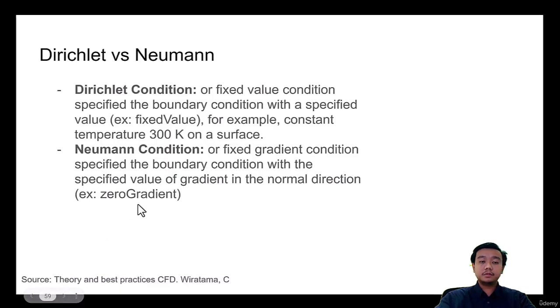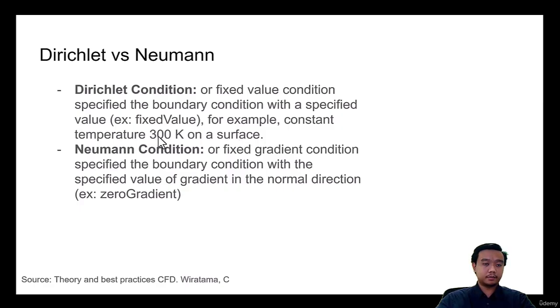Before we go further, I want you to understand some definitions of Dirichlet and Neumann boundary conditions, which have become standard terms in CFD solvers. First, the Dirichlet condition is basically just a fixed value condition specified in the boundary condition. Let's say we specify some fixed value of temperature, or pressure, or velocity, so that's called the Dirichlet condition. And also we have the Neumann condition.